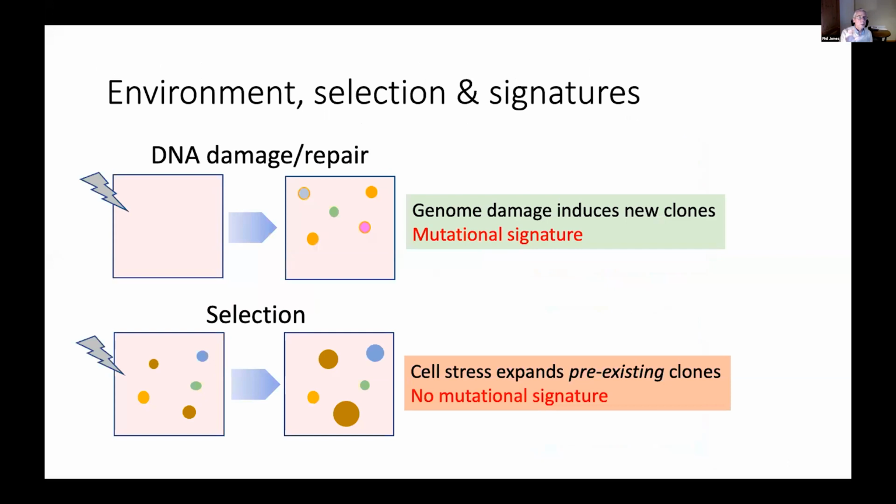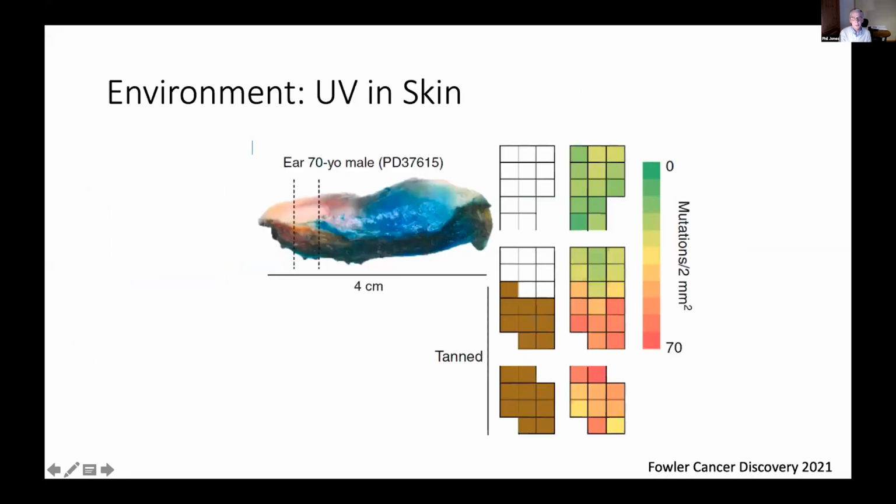So how can we use signatures to understand more about this landscape and its development? Well, we think about signatures in 2 ways. They're very useful for environmental cues, understanding environmental agents that cause DNA damage, and those induce mutational signatures and new clones. But obviously, we can also have the same environmental agent causing clonal selection, and Peter talked about this in the last talk as well. But that agent might cause no mutational signature as well as expanding pre-existing clones. So let's start thinking about environment, and I'll talk a little bit about the skin.